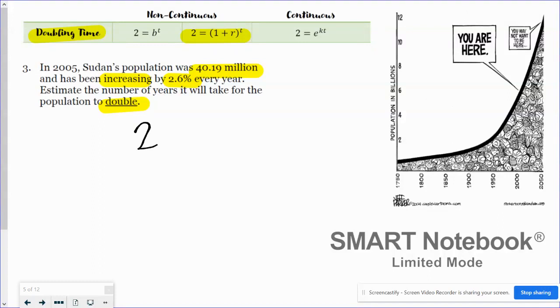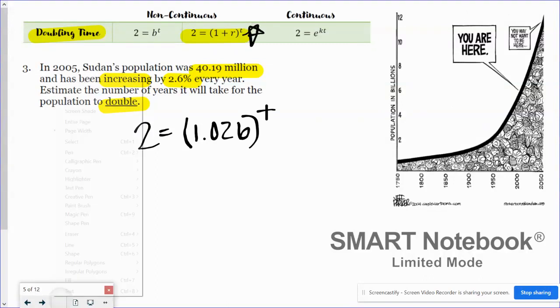So I'm going to have 2 is equal to 1 plus r. Well, that's going to be 1.026 to the t power. So this is just me straight up using this rule. Okay, now I'm ready to solve.